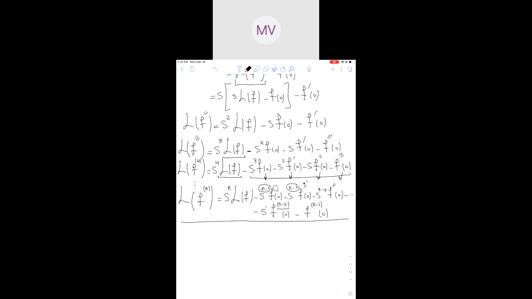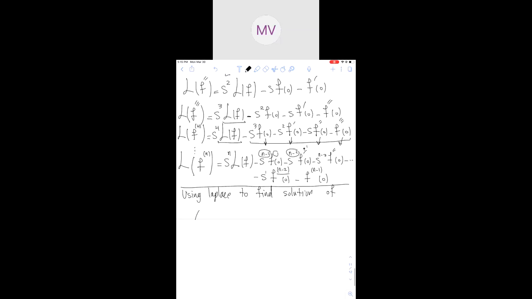Now, since we know this, let's see if we can find the solution of the differential equation we already found using the characteristic equation by doing Laplace. So let me write it again. So apply or using Laplace to find solution of, okay, so differential equation was x double prime plus 9x equals 0, right? And x of 0 was 3, and x prime at 0 was equal to 4.